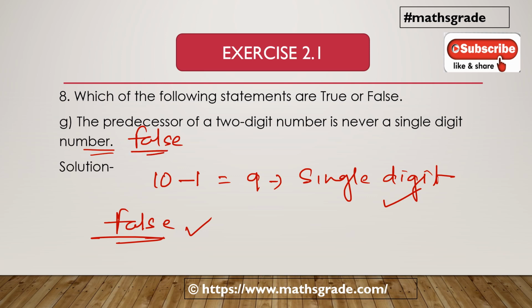So the predecessor of a 2-digit number can be a single digit number, that is, the predecessor of 10 is 9, and 9 is a single digit number. So this is false.